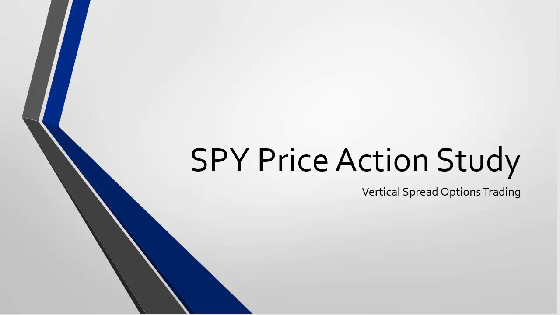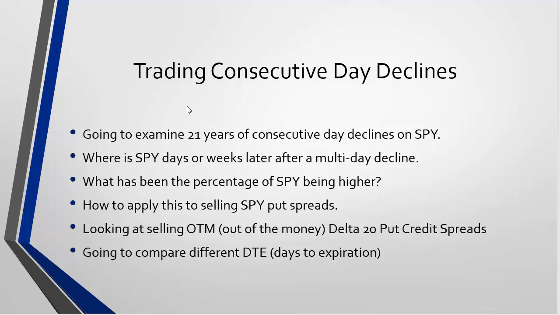And really what we're going to focus on today is selling out of the money put spreads on SPY and using real historical data, not just the option pricing data, but actual historical data over 21 years. We're going to get 21 years of consecutive day declines. What I mean by that is when the market closes down 2, 3, 4, 5 days in a row, we're going to look at where the SPY is several days or weeks later, and we're going to do some different combinations of this, which I hope you find pretty interesting. And if you're a put spread seller or a credit spread person, I would think this would be very useful.